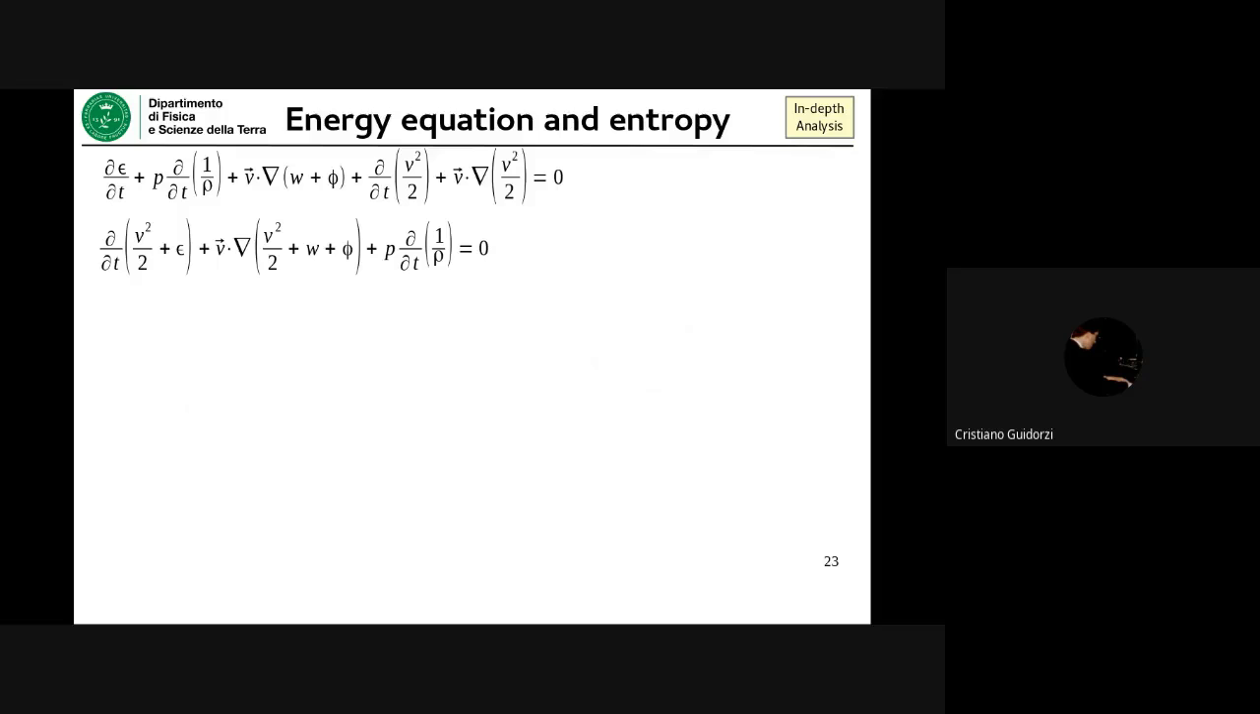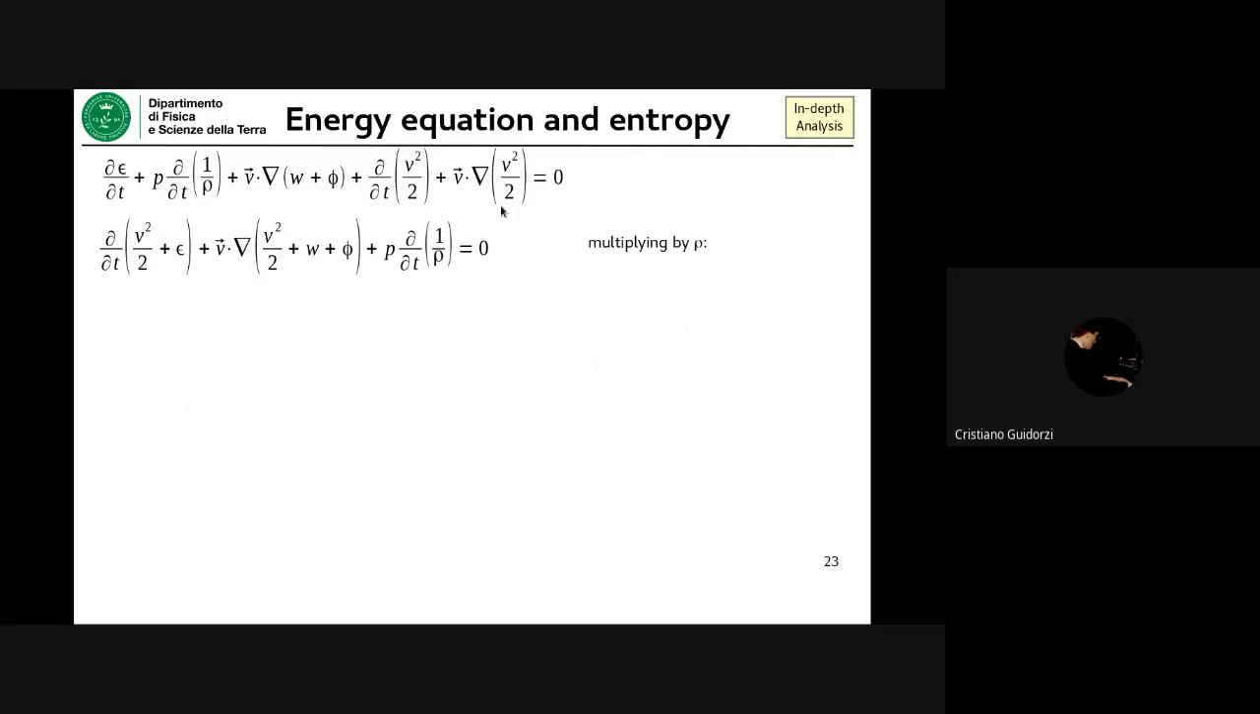Now, let's see how we can rearrange terms. You see, you have partial time derivatives of different quantities: epsilon here and V squared over two here. So put them together, you have all this guy here. Then we have a few terms which are V scalar gradient of; in particular, V scalar gradient of V squared over two here, and W plus phi here. And then this guy here we just copied. I didn't do anything, just copied straight away.